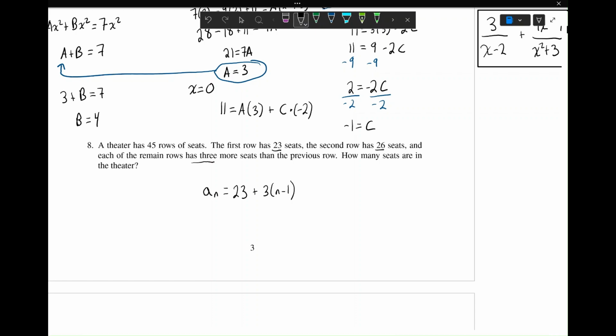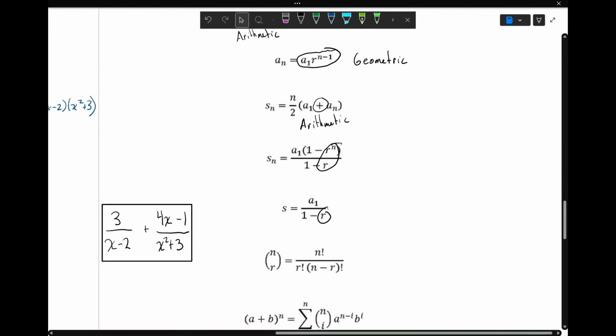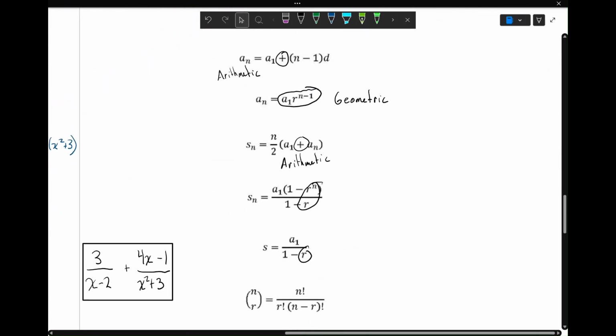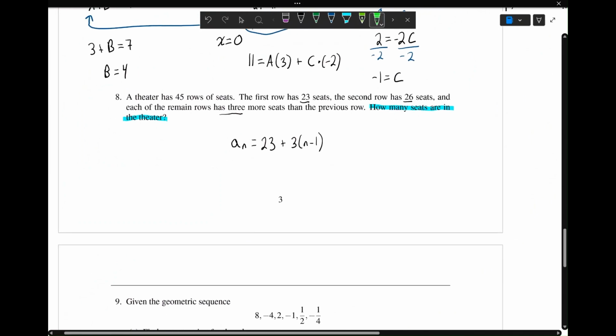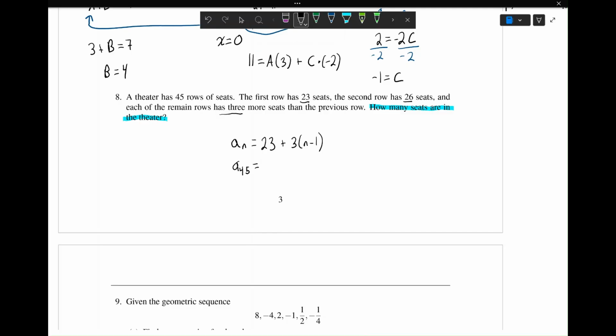Awesome. But what's the question asking? How many seats are in the theater? So that sounds like I need the total seats. And so I can go over to my formulas and find the arithmetic total formula. And that's this one right here. So looking at that, it's n over 2, a1 plus an. And so how many rows are there? 45. So let's figure out how many seats are in the 45th row. So a45 equals 23 plus 3 times 45 minus 1.